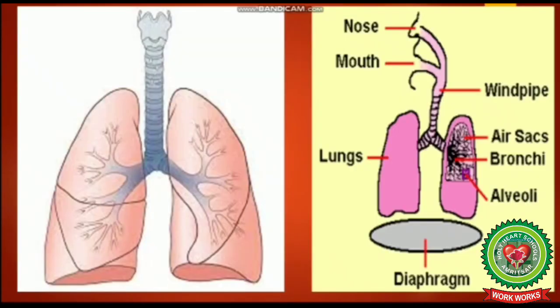Students, lungs are the main respiratory organs in our body. They are a pair of spongy, elastic and bag-like structures. When we breathe in, the lungs get filled with fresh air, and this air is taken by blood to all parts of the body, and the used air is then given back to the lungs.